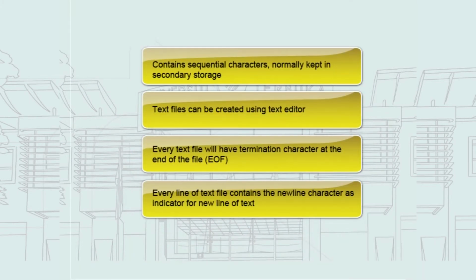A text file contains sequential characters that are normally kept in secondary storage like a hard disk. It can be created using a text editor. Every text file will have a termination character at the end of the file, known as EOF. And every line of a text file contains the newline character as an indicator for a new line of text.